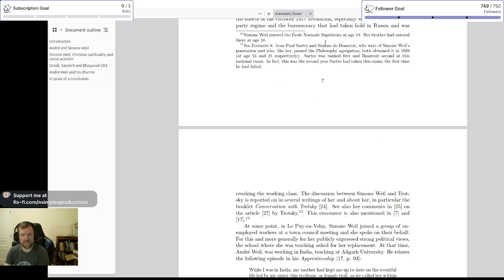Jean-Paul Sartre and Simone de Beauvoir, who were of Simone Weil's generation and who, like her, passed the philosophy agrégation, both obtained it in 1929, ages 24 and 21 respectively. Sartre was ranked first, Beauvoir second at the national exam. In fact, this was the second year Sartre had taken his exam, first time he failed.